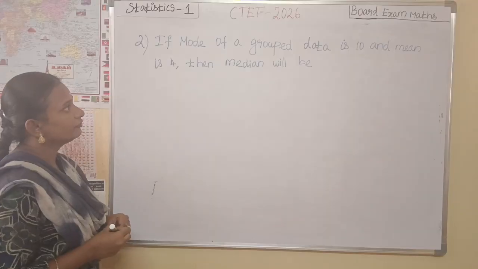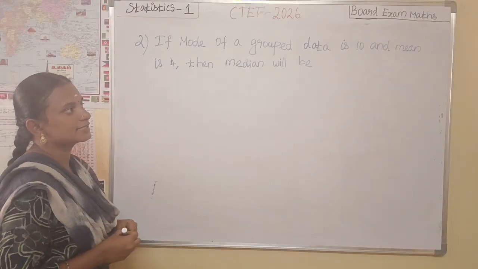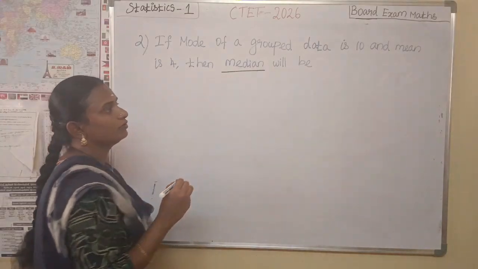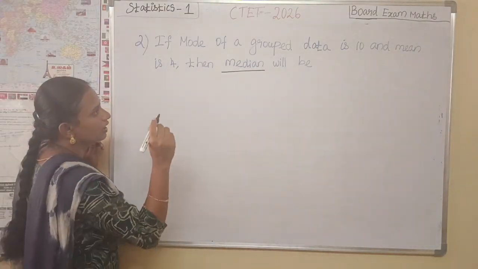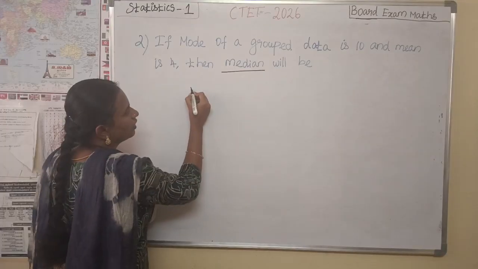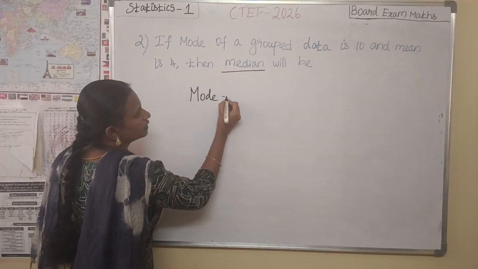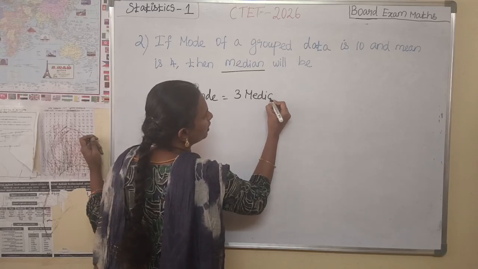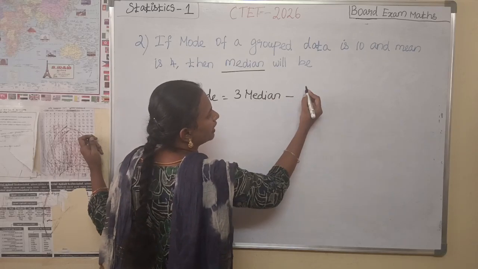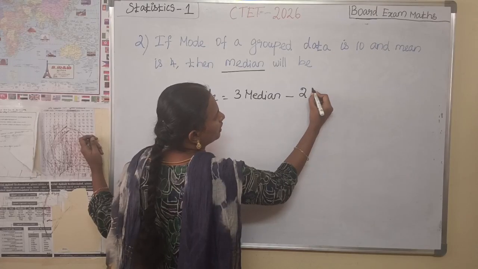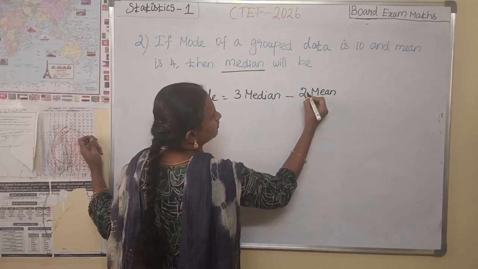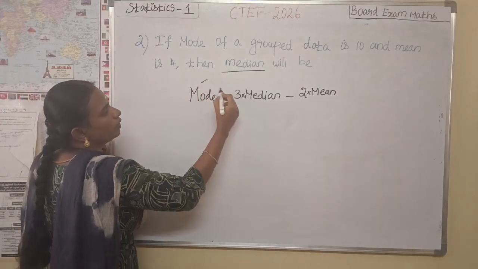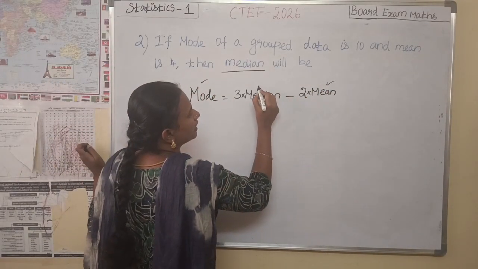Second sum: if the mode of a grouped data is 10 and the mean is 4, then the median will be? They ask us to find the median. So there is a formula: Mode is equal to 3 into median minus 2 into mean. They have given the mode and the mean, and we have to find the median.